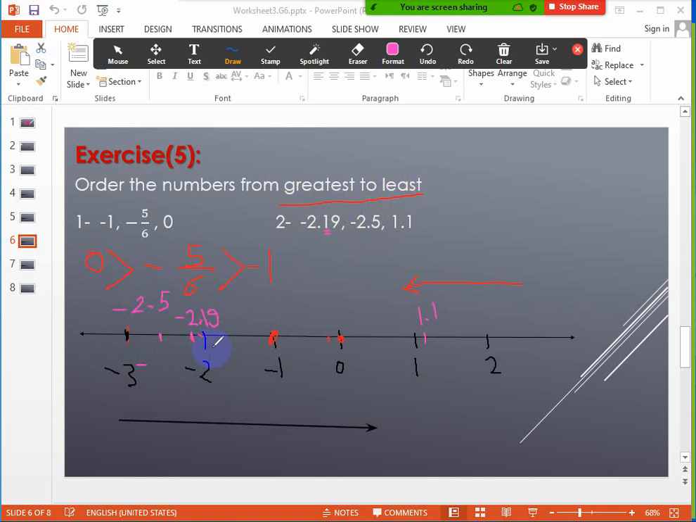This 19, look, that means you have to divide the distance between negative 2 and negative 3 into hundredths, because you have 2 digits after the decimal. That means you have hundredths. It's easier to take the first digit, which is the 1. The 1 means I have to move after the negative 2 just one step of 10 steps, okay? So it will be right here.